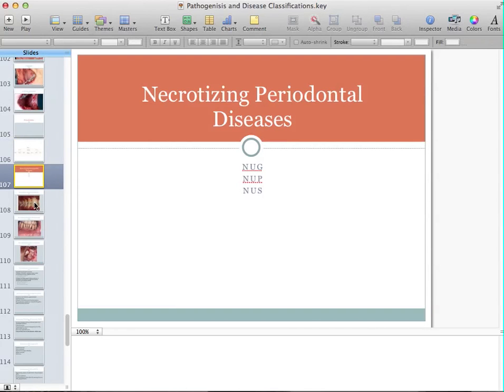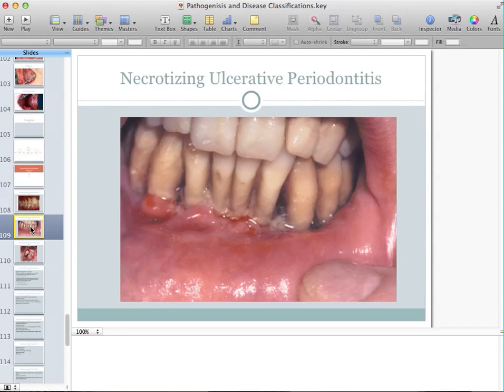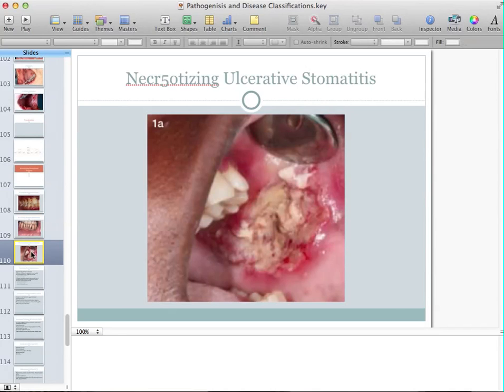So, necrotizing periodontal diseases. You can have NUG, necrotizing ulcerative gingivitis, seen in college kids and people who are under a lot of stress. Necrotizing ulcerative periodontitis, NUP, which is the same thing but in the periodontitis patient. And necrotizing ulcerative stomatitis.